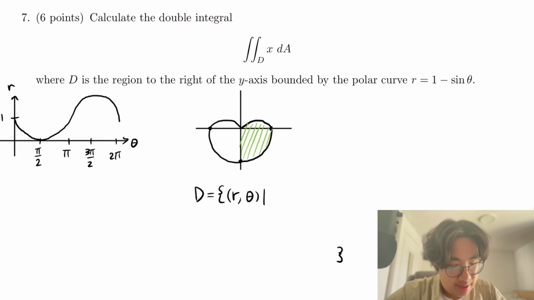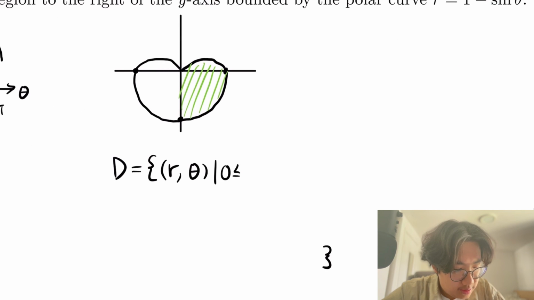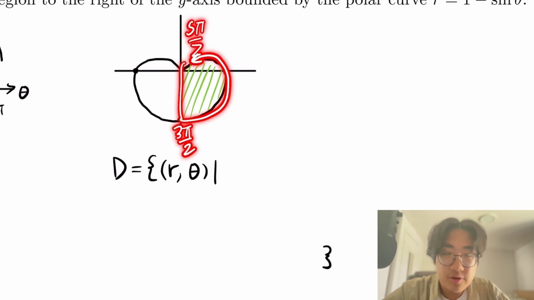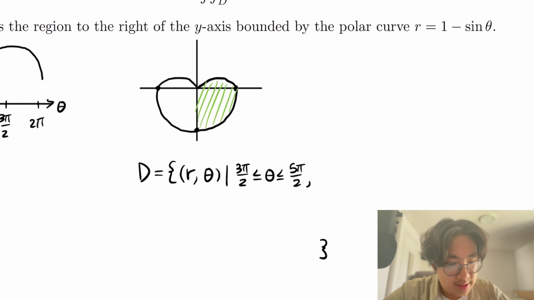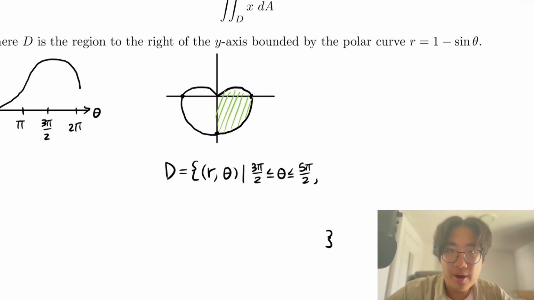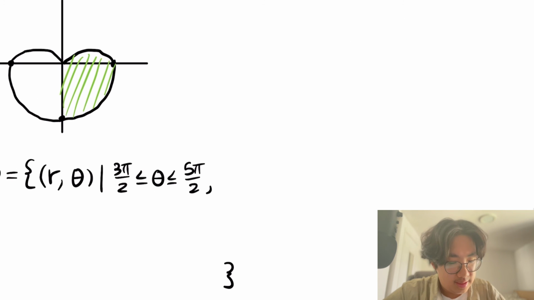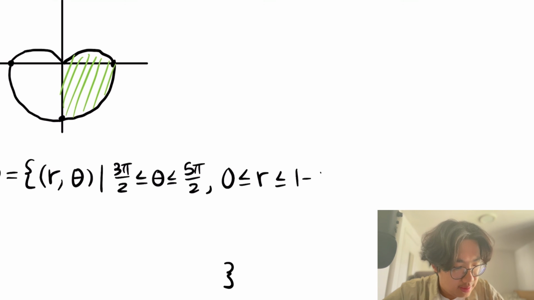So again, we need to start here at 3 pi over 2. And then we need to work our way back up here, which becomes 5 pi over 2. So just 2 pi plus pi over 2. So 3 pi over 2 is less than or equal to theta, less than or equal to 5 pi over 2. And then our radius, this is where it becomes a little different. Again, remember, whenever we're bounded by a polar curve, our radius will usually always be between 0 and whatever that polar curve is. So 0 is less than or equal to r, less than or equal to 1 minus sine theta.